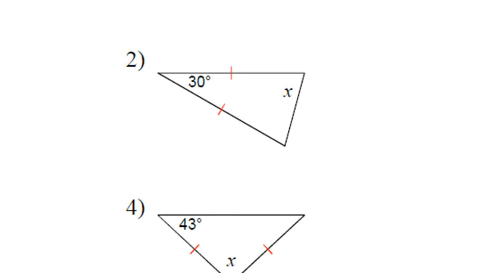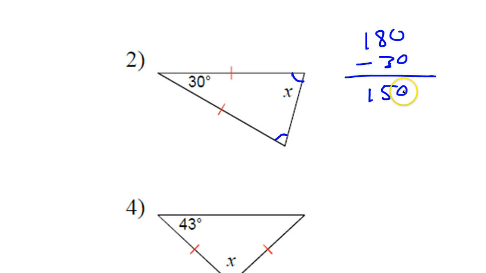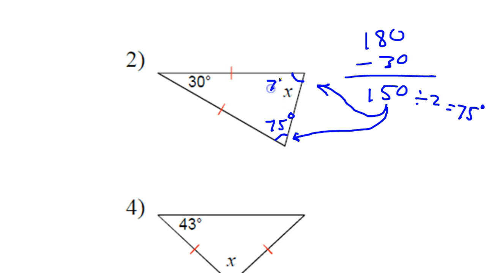So looking at problem number 2, you see that we've got the congruent sides here for the isosceles triangle. That means these are the base angles that are going to be congruent. What's the total number of degrees in a triangle? 180, right? So if we start with 180 and subtract 30, that's going to leave 150 degrees. Now that 150 degrees is going to have to be shared equally between these two base angles. So if we take this and divide by 2, you're going to get 75 degrees. So that means both of these base angles will have to be 75 degrees.